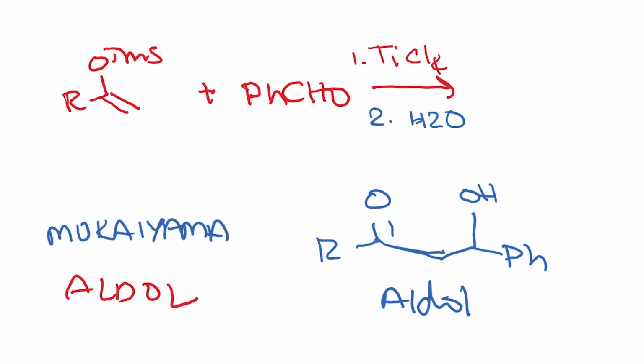So the strategy that we will use here is to generate a silyl enol ether and then use that silyl enol ether and go forward with the aldol reaction. So now let's look at the mechanism. So we've already looked at the mechanism to produce the silyl enol ether. So I'm not going to repeat that. So this is your silyl enol ether.